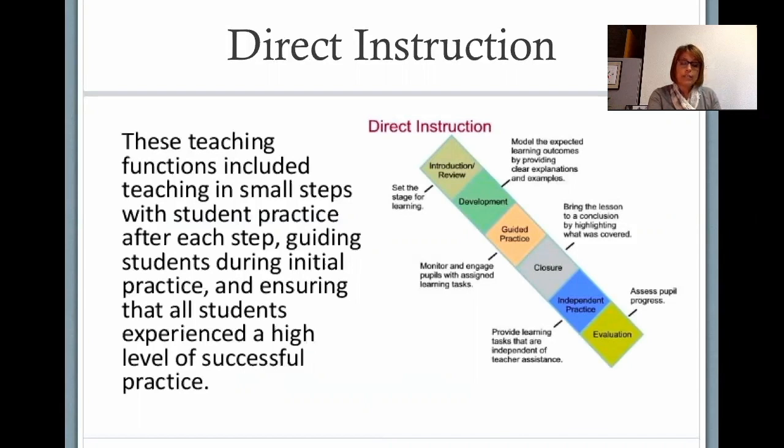Direct instruction is an effective strategy for teaching behavior. The steps included in direct instruction are first, introducing the new learning and drawing on prior knowledge and experience. Second, modeling the expected outcome by providing clear expectations and examples. Third, guiding students through initial practice, providing feedback. Fourth, reviewing what was covered. Fifth, providing opportunities for additional practice so students can perform independently. And finally, assessing student success.